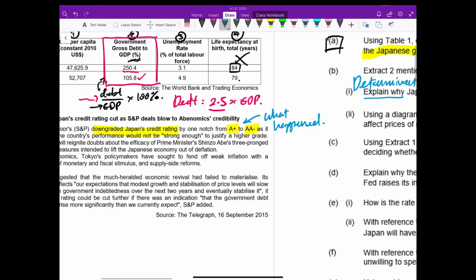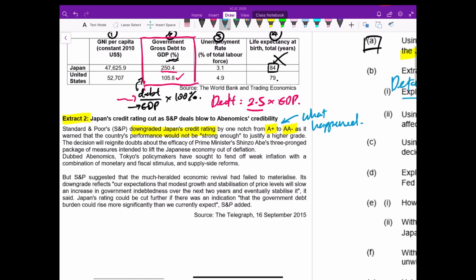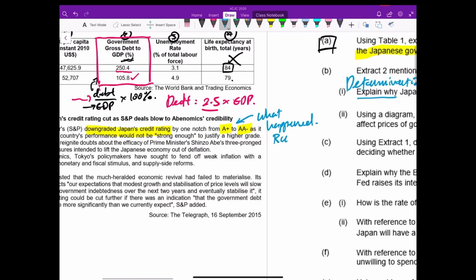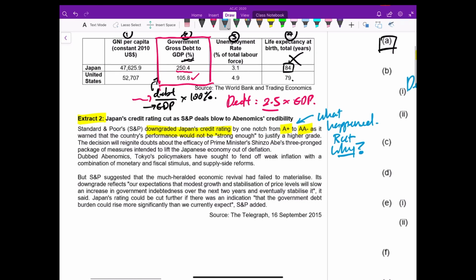Okay, downgrade in the credit rating. But why? If you don't understand what a credit rating is, never mind, you can infer just by some of the descriptions on why the Japanese government downgraded the credit rating. So let's look at the rationale.